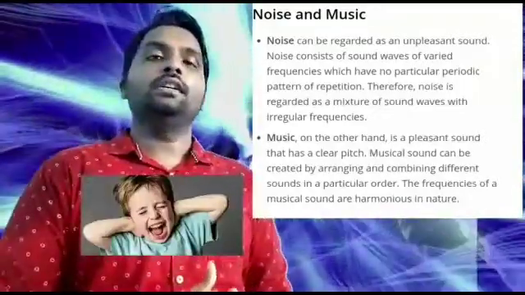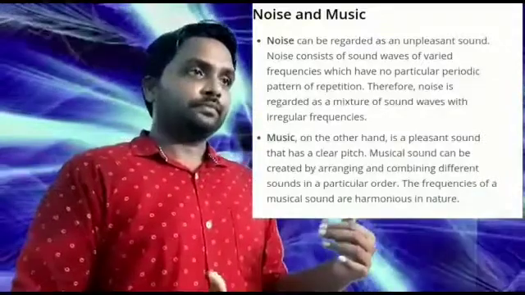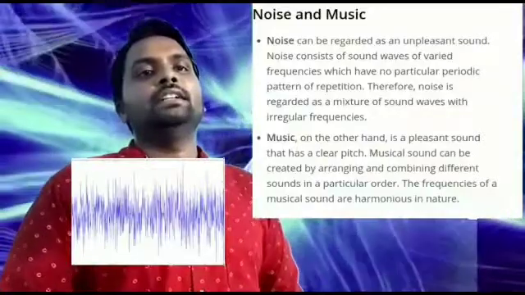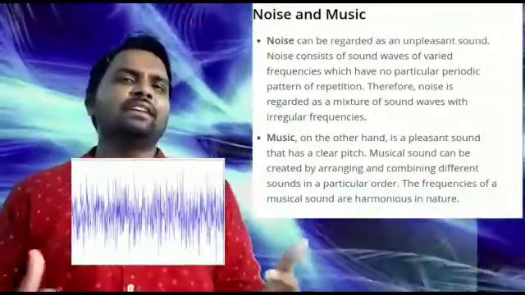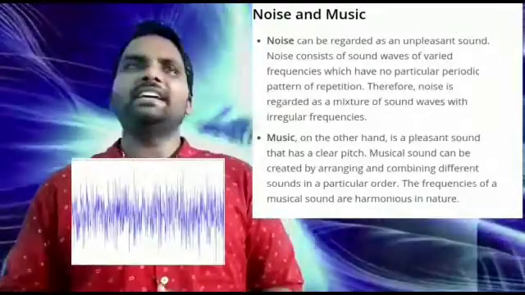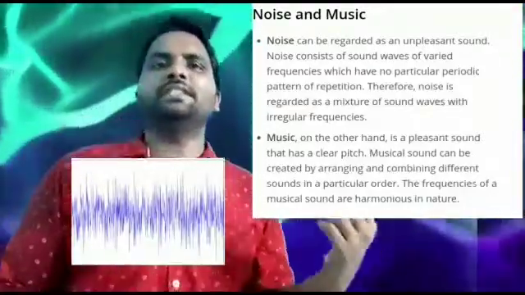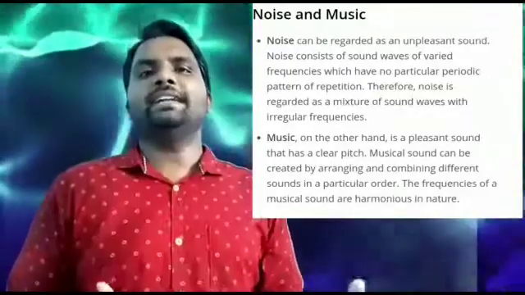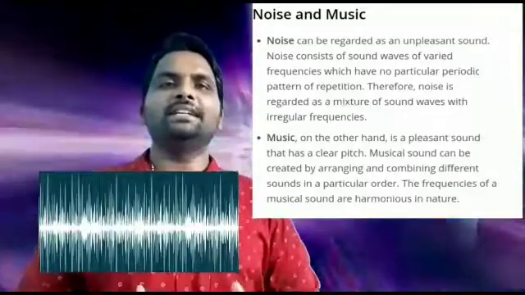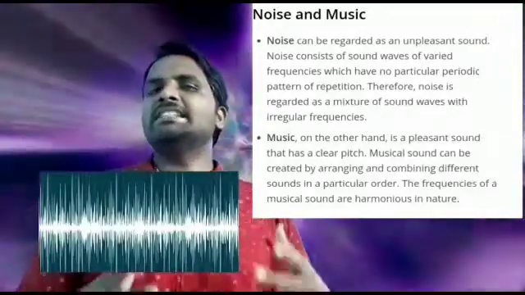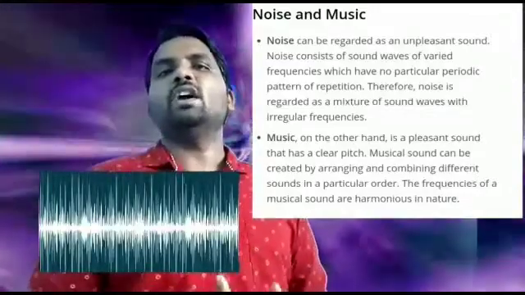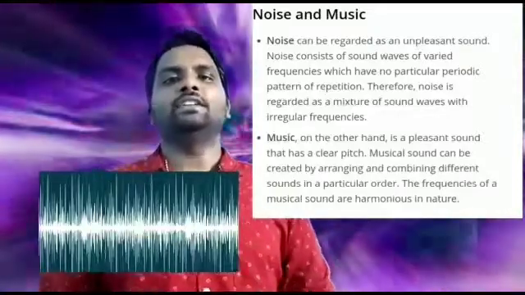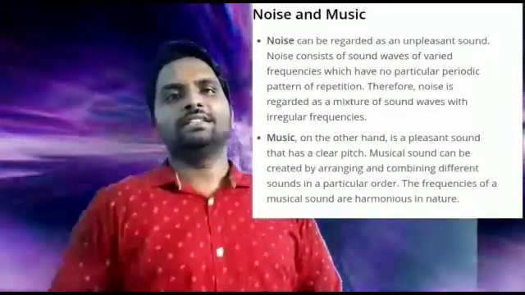Those sounds are called noise. Therefore, noise is irregular, a mixture of sound waves with irregular frequencies. That means some waves come from that bus, some from this car, some from a bike, and some from a lorry. All these frequency waves are mixed, so finally we do not like that sound. Those we call noise.